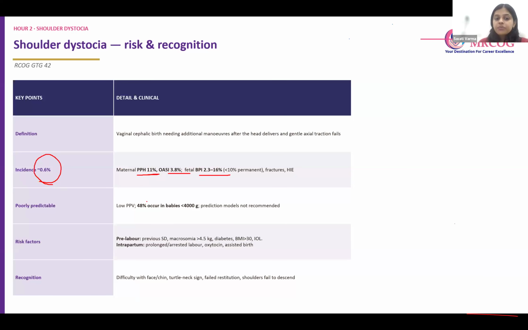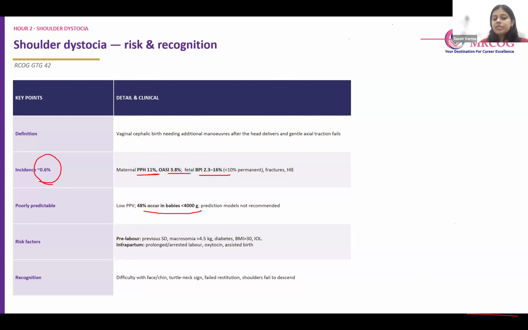Poorly predictable. You can't predict. It is not always happening in diabetic and macrosomic babies only. So the positive prediction value is low. 48% occur in babies which are less than 4 kg. Hence, prediction models as such are not recommended.